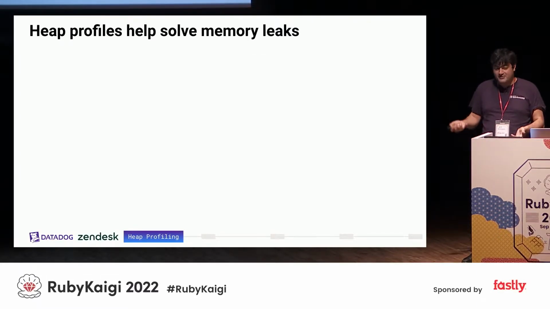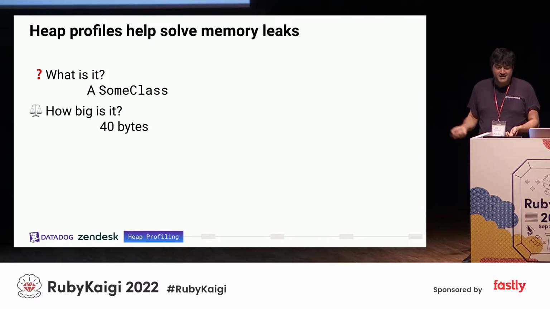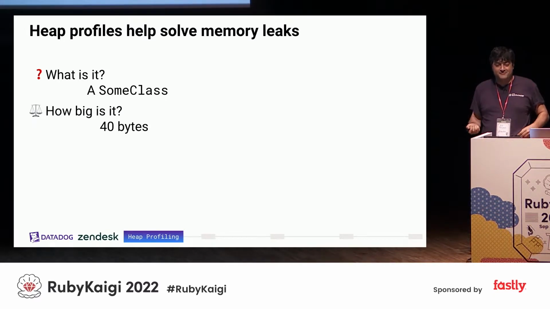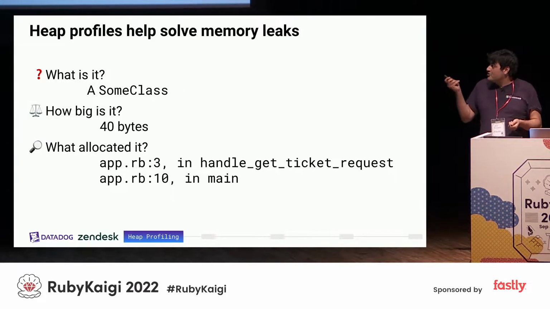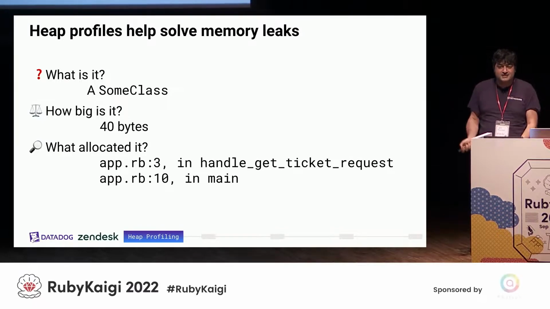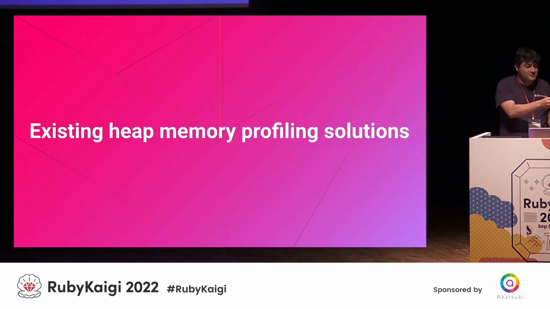And this helps solve our memory leak, because we can answer, what is it? Well, it's a sum class. How big is it? Let's say it's 40 bytes for argument's sake. And where did it come from? We want to know what piece of code, what stack trace, caused that object to happen. OK, so that's kind of the background.